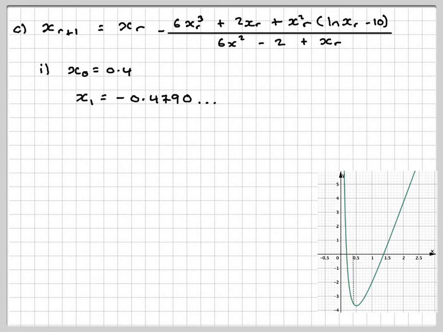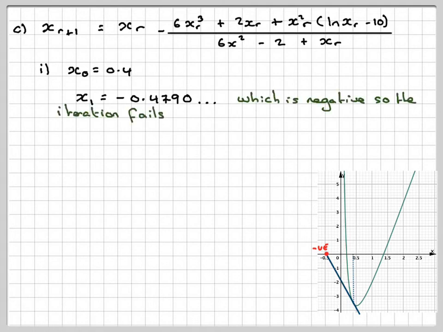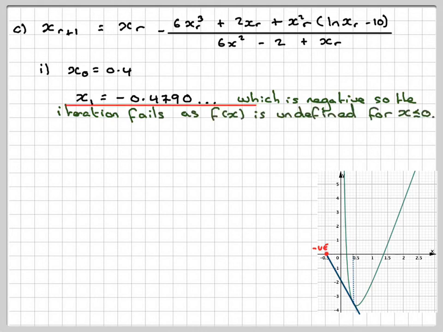Okay, you would have realised if you take a line down at x is equal to 0.4 and draw the tangent, you get this value here, this is negative. You can't put a negative value in this, and the function is not defined for negative values, so the iteration fails as f of x is undefined for x less than or equal to 0.